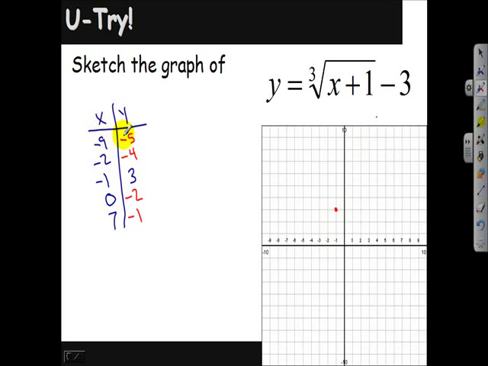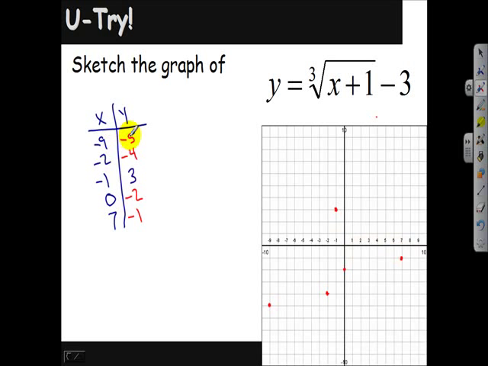Alright, so negative 9, negative 5. 1, 2, 3, 4, 5 down here. Negative 2, negative 4. 1, 2, 3, 4 down here. 0, negative 2. 1, 2. Something is not looking right at all here. 7, negative 1. Let's check these.